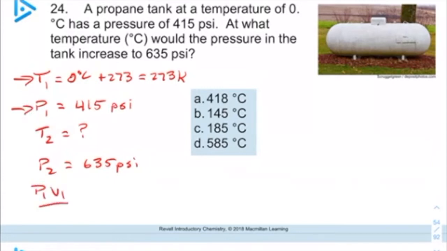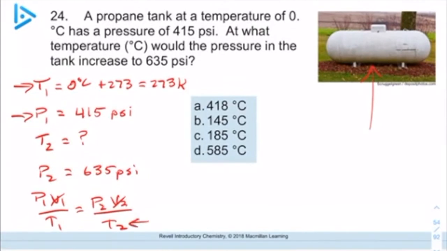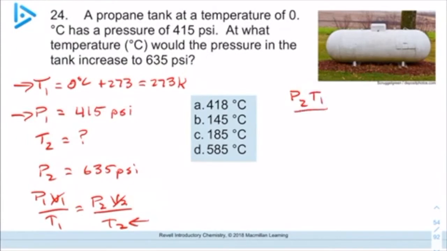So we're going to come back to P1 V1 over T1 equals P2 V2 over T2. But my volume isn't changing. I'm just dealing with this propane tank. The volume inside isn't changing because the size of the tank isn't changing. So again, we're going to drop out that V2 business. I'm going to solve for T2 here. We do a little bit of algebra, and we rearrange this, and it becomes P2 T1 over P1 equals T2 in kelvins.